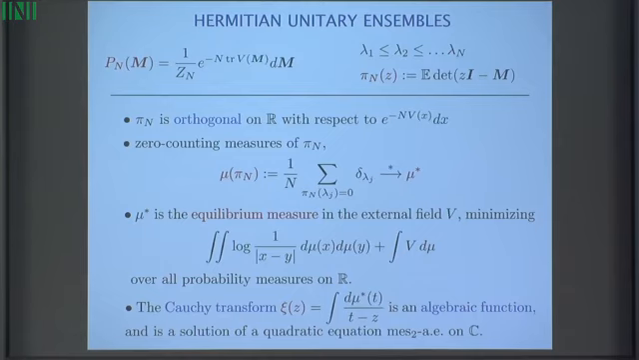So instead of looking at the measure, I look at its Cauchy transform, which is analytic at least outside of the support of the measure. It's a nice holomorphic function. Now, if you look at the Cauchy transform of the equilibrium measure, it in fact solves a quadratic equation. So it's an algebraic function, and it also characterizes this measure. So the answer in this case is simple.